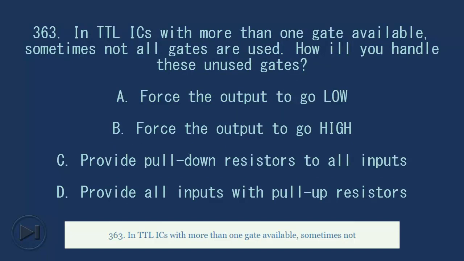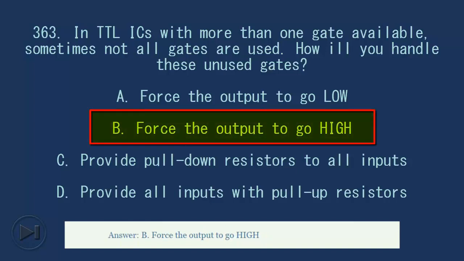363. In TTL ICs with more than one gate available, sometimes not all gates are used. How will you handle these unused gates? A. Force the output to go low. B. Force the output to go high. C. Provide pull-down resistors to all inputs. D. Provide all inputs with pull-up resistors. Answer, B. Force the output to go high.